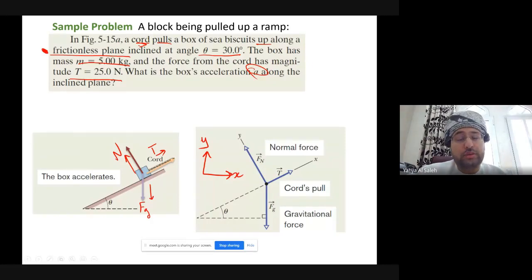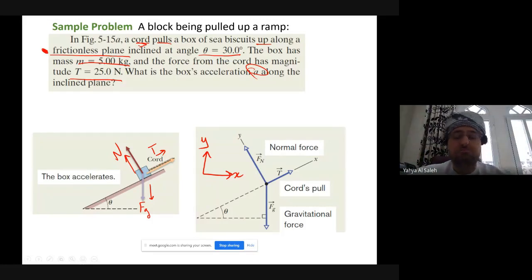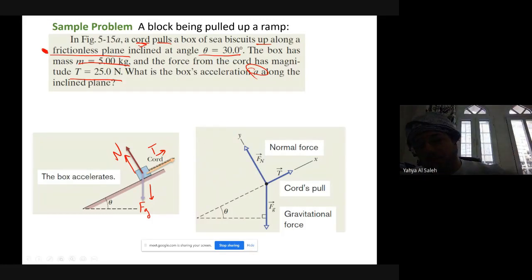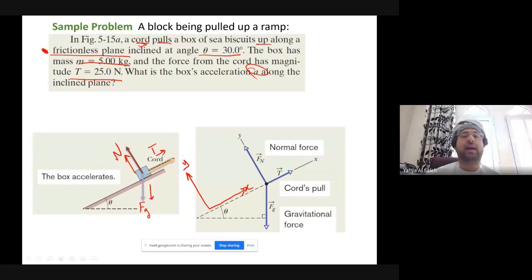Or what I can do, which makes it easier, is say: instead of this, this is my x-axis, and this is my y-axis. What changed now? My tension suddenly became very nice. It only acts in the x-axis. And my normal force also became nice. It only acts in the y-axis. The only force now which is not nice is the gravitational force, because it acts at an angle.